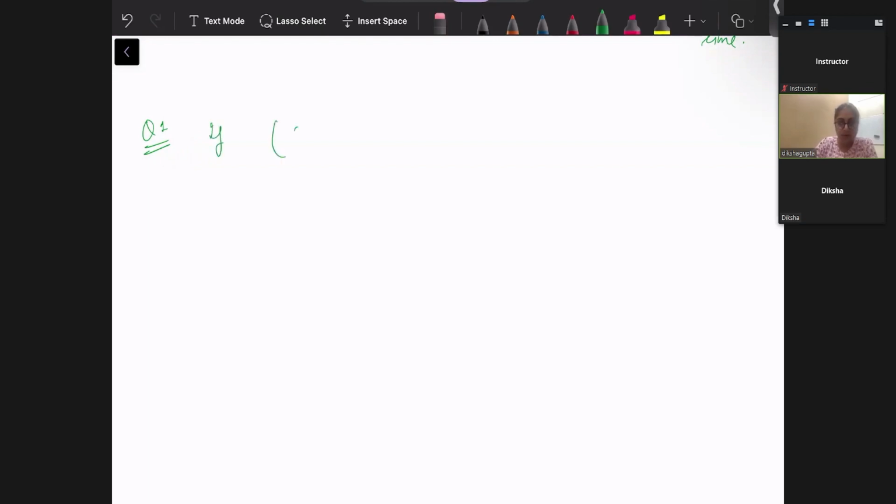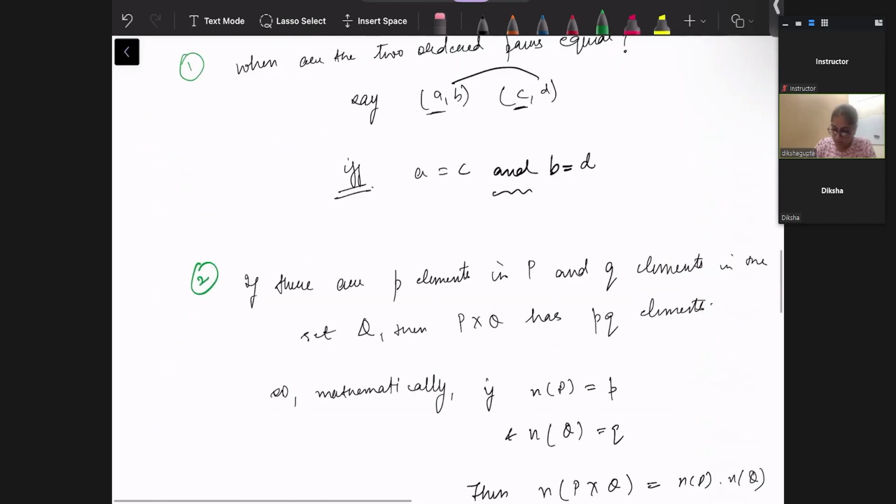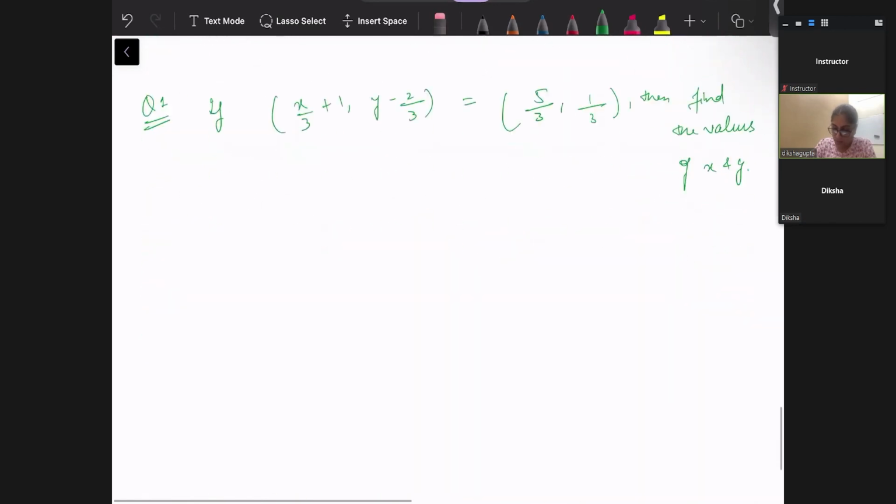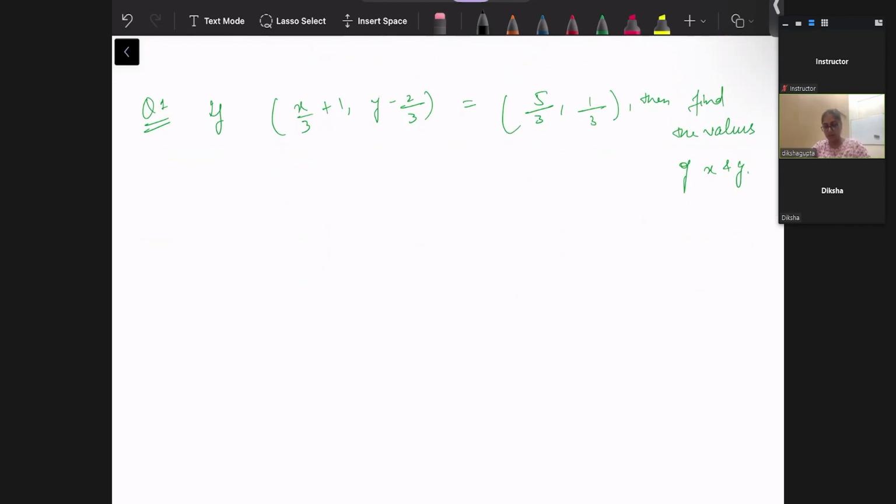So, question one, if (x/3 + 1, y - 2/3) equals (5/3, 1/3), then find the values of x and y. Okay, just pause the video here and try to solve it yourself. Just use this first remark. When are two ordered pairs equal? Two ordered pairs are equal when the first element is equal to the first element and the second element is equal to the second.